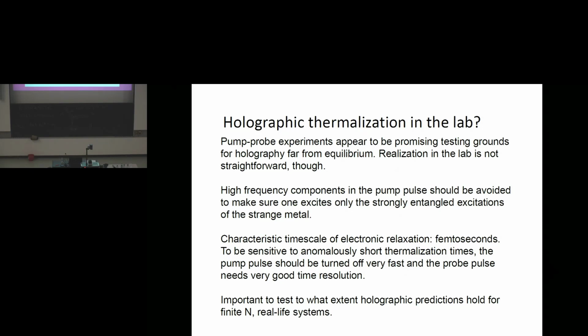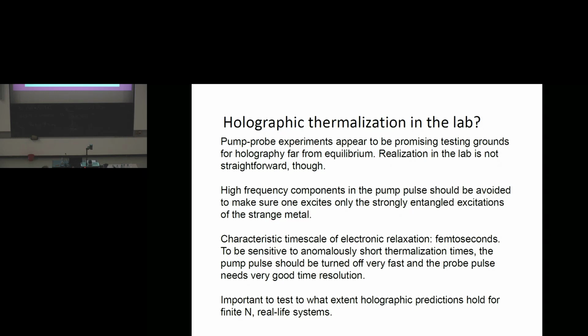There are several complications. One is that we want to avoid high-frequency components in the pulse because the regime that is supposed to be described by holography is the infrared regime. We don't want to look at things that are specific to UV details of the model. Also, the characteristic time scale of the ordinary electronic relaxation processes are femtoseconds. So if you want to claim that something is anomalously fast, you should be sensitive to the relevant timescales. And from what I'm told, this is something the experiments are approaching quite fast. And you obviously need a very good time resolution.